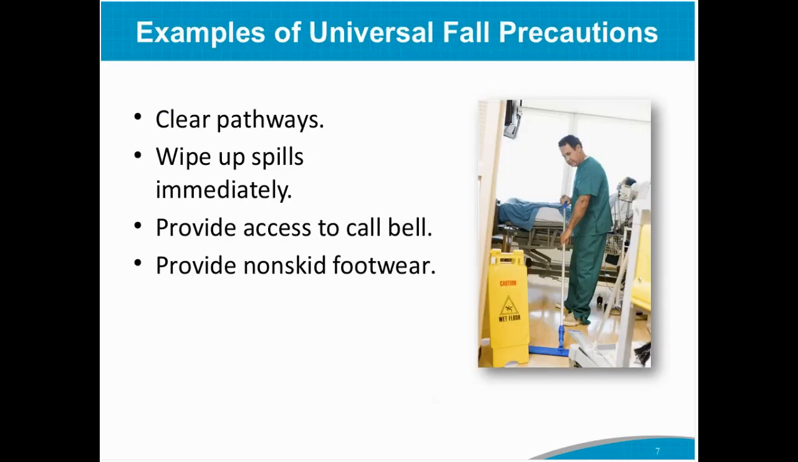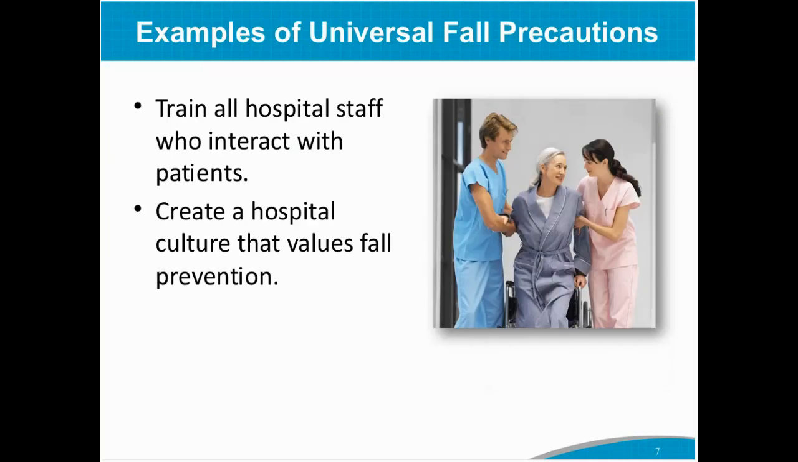So what are some examples of universal fall precautions? Well, one is to keep pathways clear, especially pathways that lead to the bathroom. Always wipe up spills immediately. Provide access to the call bell for patients who are in bed or in the chair in their room. Provide non-skid footwear.